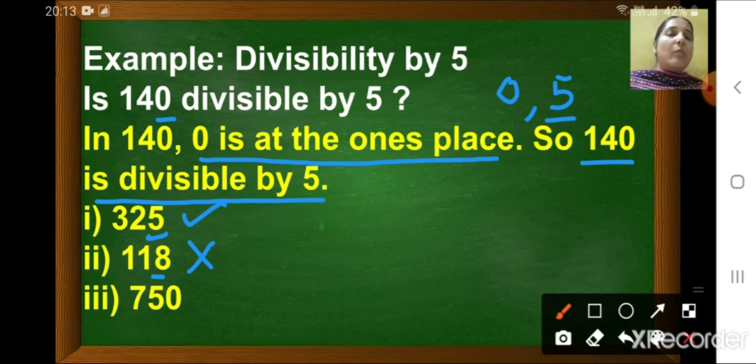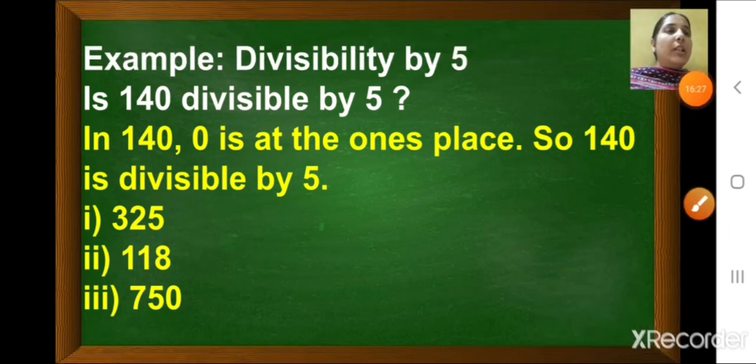Now look at one more example. 750. So look at the digit at the ones place. What is the digit at the ones place? 0. So is it divisible by 5? Yes, because the digit at the ones place is 0. So it will be divisible by 5. Okay.